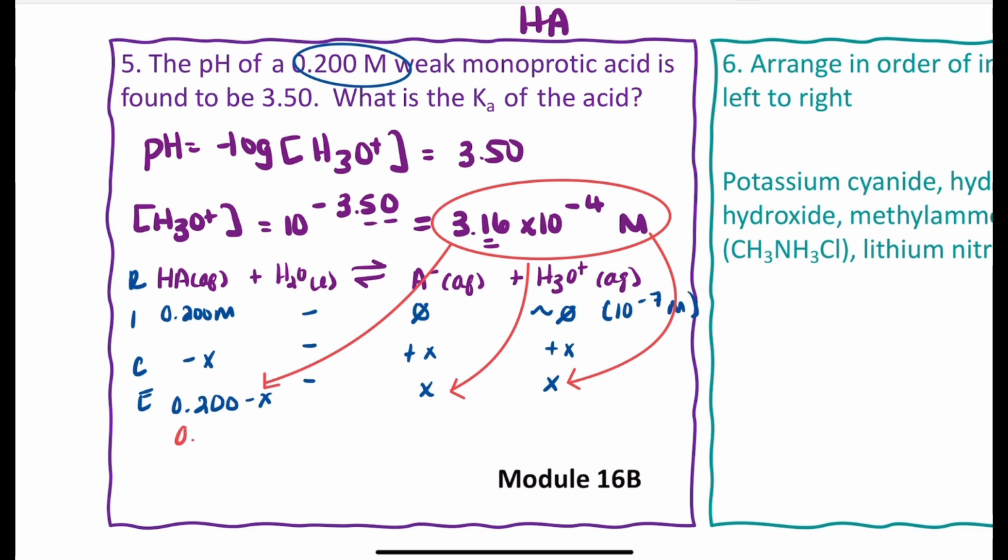If I do that math, that gives me 0.200 molar still for the HA concentration, because the 3.16 times 10 to the negative 4 is statistically insignificant when I do that subtraction.